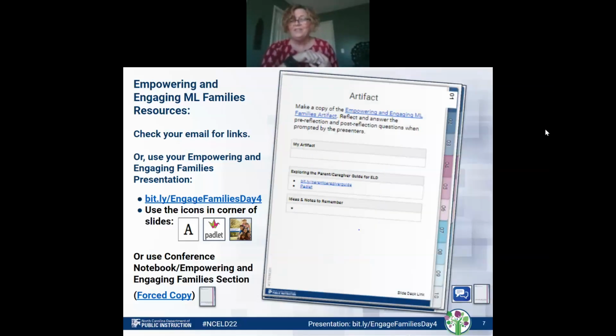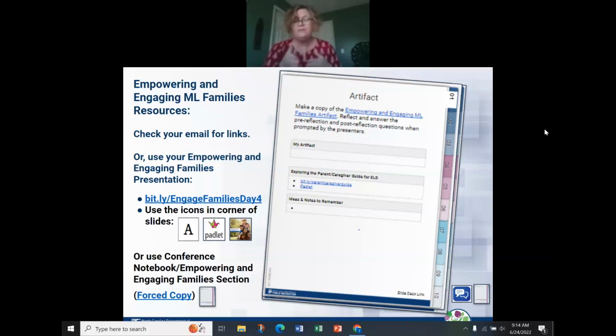Thank you. There's also an artifact page. We're going to guide you there later for empowering and engaging ML families. This is where you can open the link to your artifact, and also once you create your own personalized copy, you're going to import that URL here so you can have it for future reference and for sharing, like Tim, next slide.